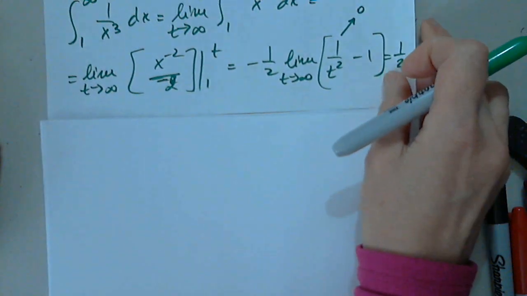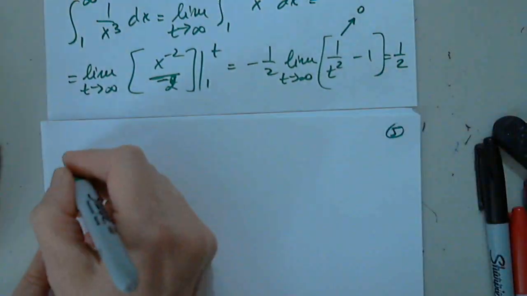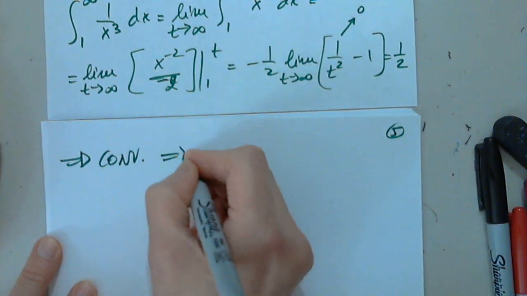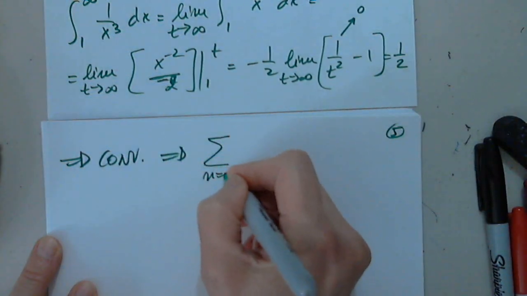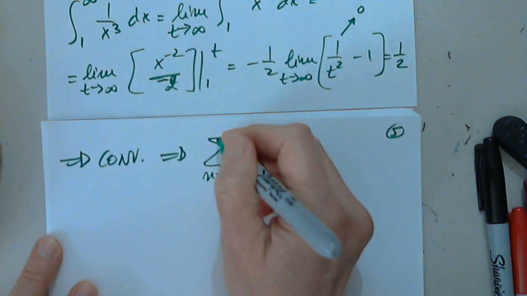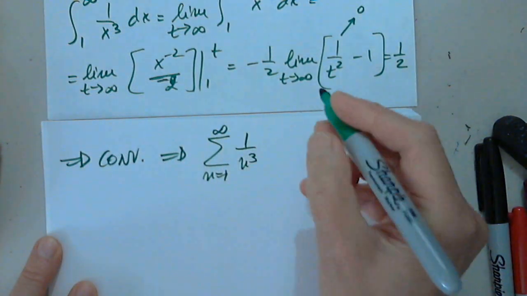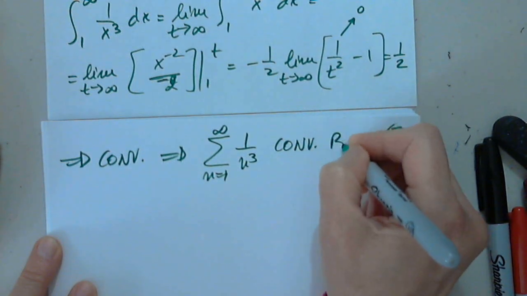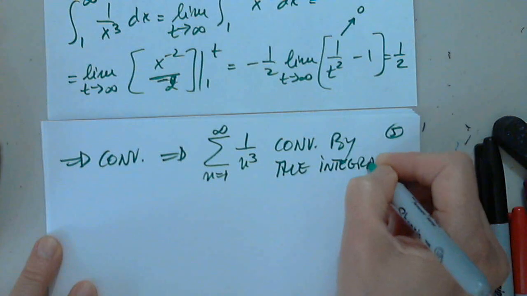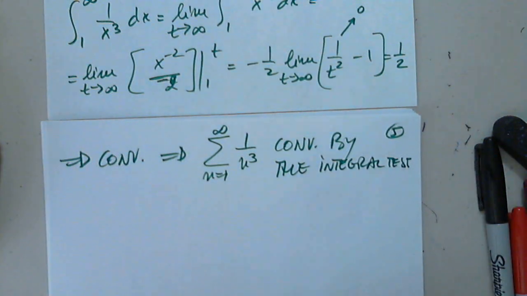Therefore, that's my page 5. Therefore, from here, so it's convergent. So we conclude that the infinite series, sum from n equals 1 to infinity of 1 over n cubed, is convergent by the integral test. Please remember to add that in any time and all times.